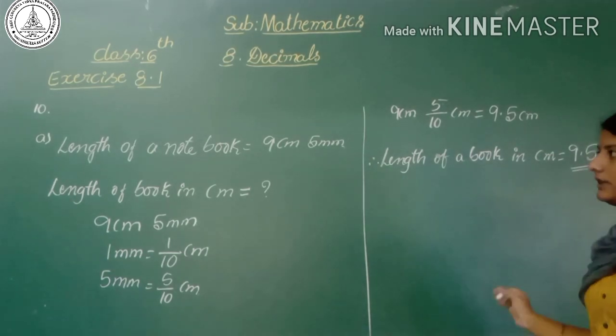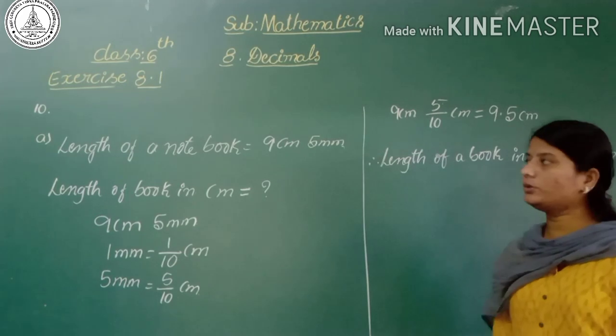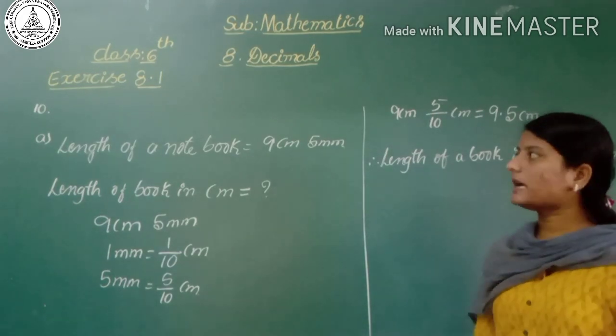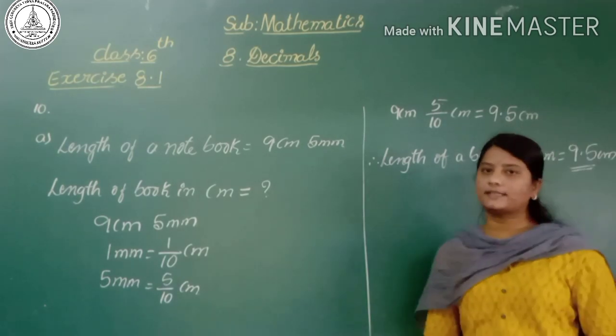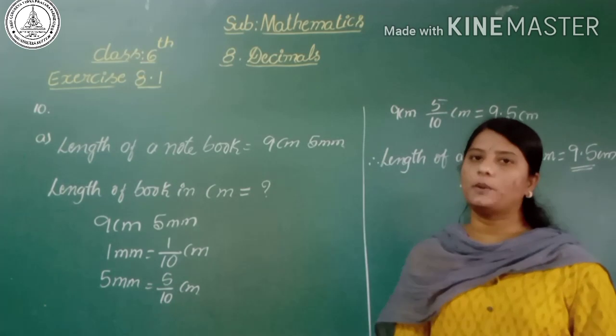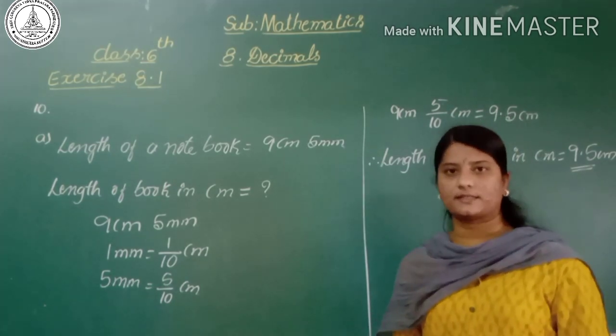Okay. Is it clear? Similarly you have to do the B question in your notes. Up to here we have completed the exercise 8.1. In the next class we are going to learn about the hundredths places.